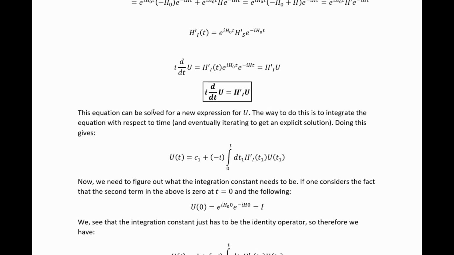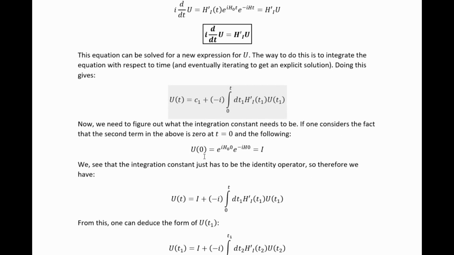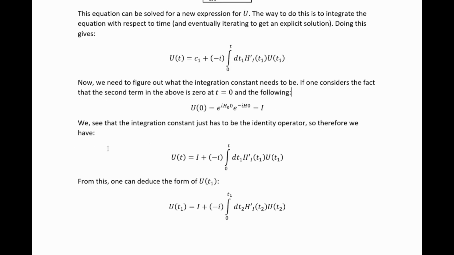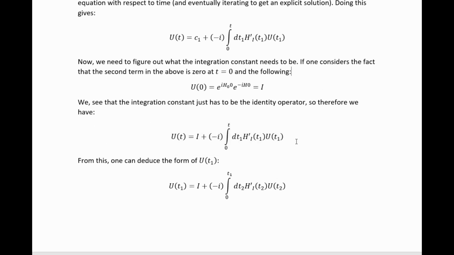The way to do this is to integrate the equation with respect to time and eventually iterate it to get an explicit solution. Doing this directly gives this. Now we need to figure out what the integration constant needs to be, and as always when you integrate a time differential equation, you use initial conditions to do that. We already have this formula for the u operator, so we can look at what it is at t equals 0, and we find it's just the identity. Taking t equal to 0 for this, we find that this quantity necessarily vanishes because we're integrating over no interval, so that means c1 just has to equal the identity. With this inserted, we find this expression for u.